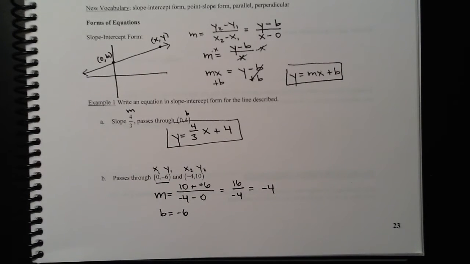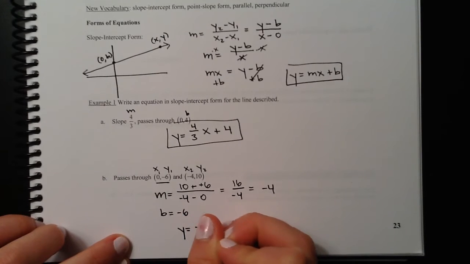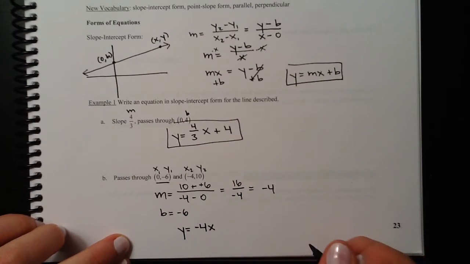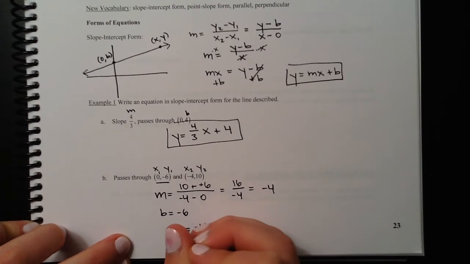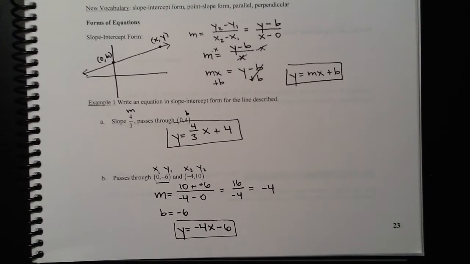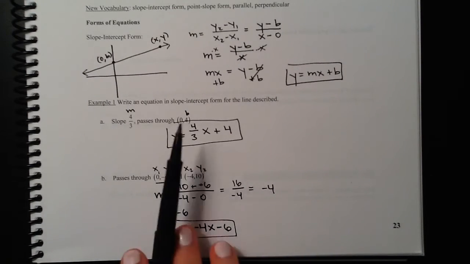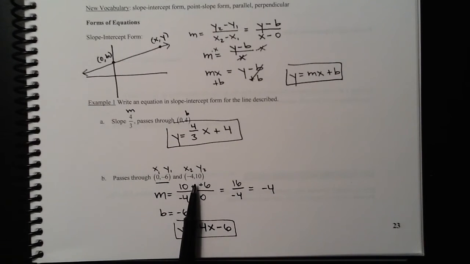Now I have my slope and my y-intercept. I can plug them into this form, just like I did with part A. So y equals m, which is negative 4, x, and then plus b. Instead of writing plus negative 6, I'm just going to write minus 6. And that is the equation I get for part B. So that's slope-intercept form. Again, you can do it one of two ways. You can either be given the y-intercept and the slope, or you can be given the y-intercept and another point.